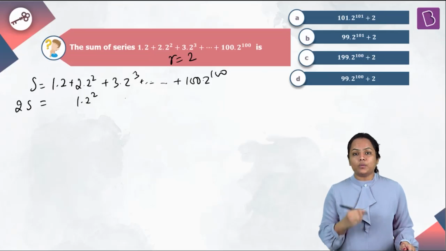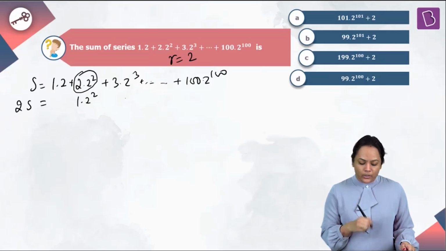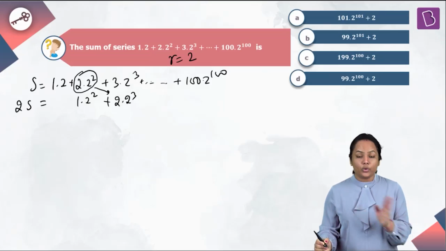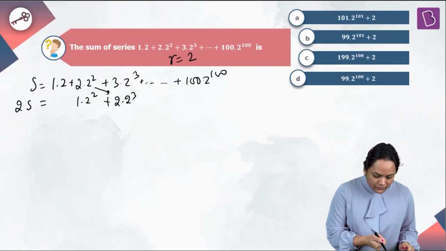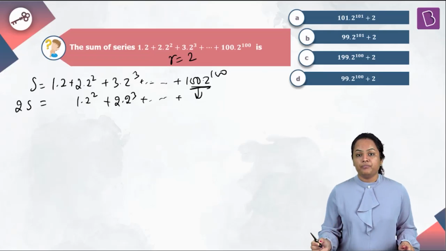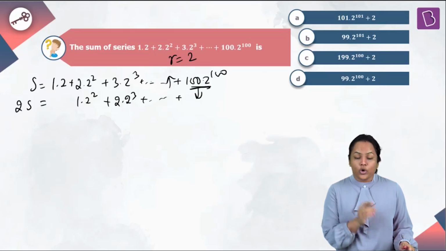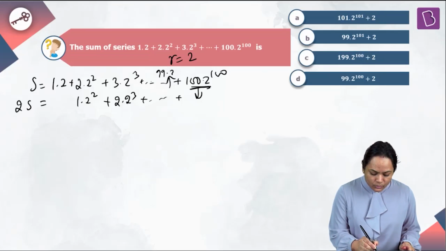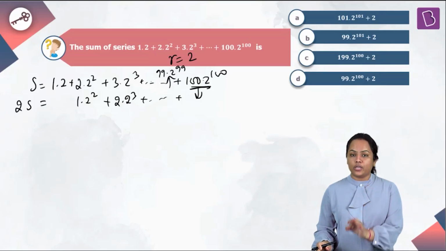Similarly, what about the second? The second is 2 into 2 square. When I multiply this by 2, it will become 2 into 2 cube. Right? It will be written here below the third term of the above sequence. Are you getting it? Okay. Continuing further, below 100 into 2 raised to 100, what do I have to write here? The term which was previous to it. So what is the term just before 100 into 2 raised to 100? Well, that will be 99 into 2 raised to 99, isn't it?